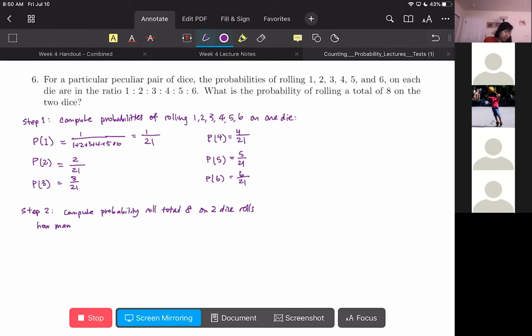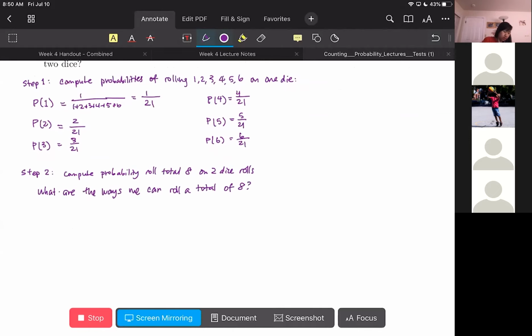Or maybe I shouldn't say how many ways, but what are the ways that we could roll a total of 8? If the first one is a 2 and the second is a 6, for example. Okay, cool. That's one case. How else could we do it? If there's a 3 and a 5. And if both are 4. Okay, cool.